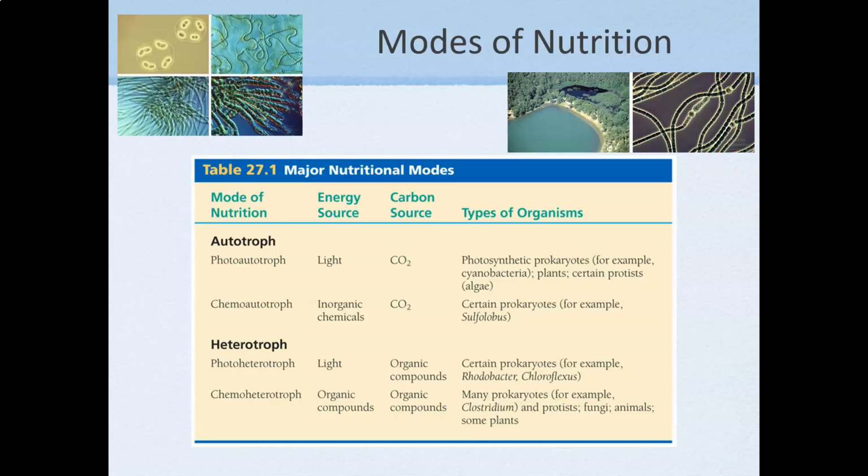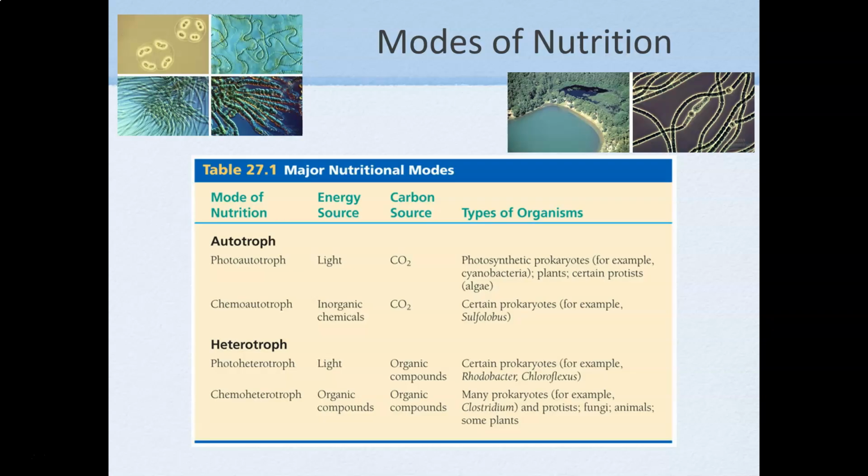Go to the heterotrophs, and most of you are thinking of chemoheterotrophs, where their energy source is coming from the food that they eat as well as their carbon source. We are chemoheterotrophs. Many prokaryotes also fall into that example, things like Clostridium, for example. Those three modes of nutrition most students at this point are aware of and are used to coming across.